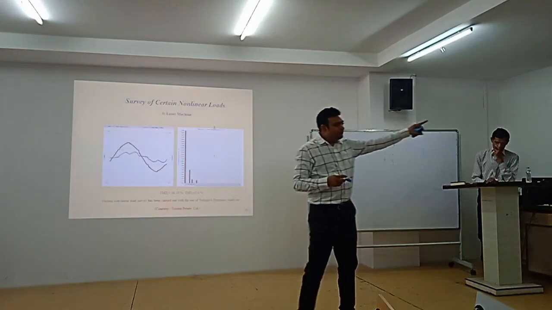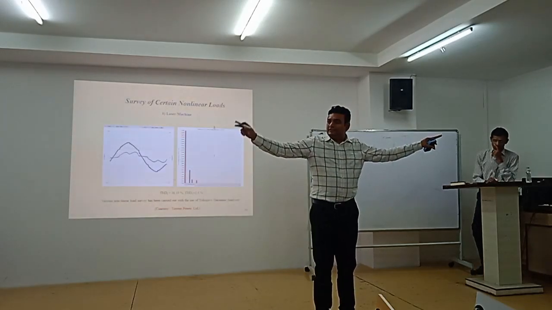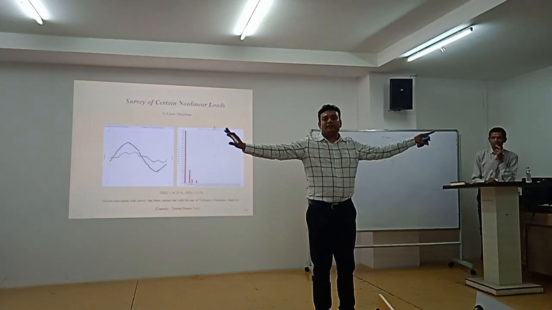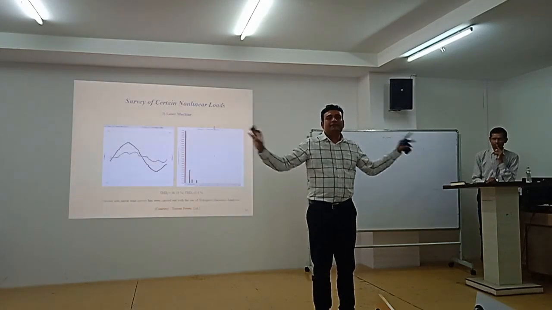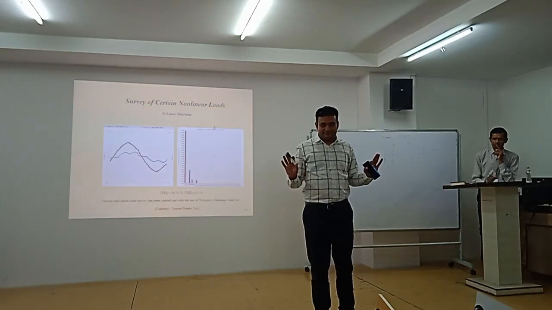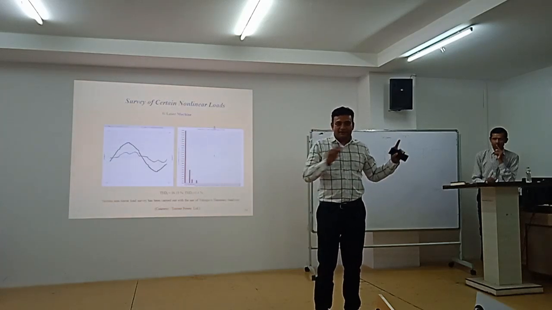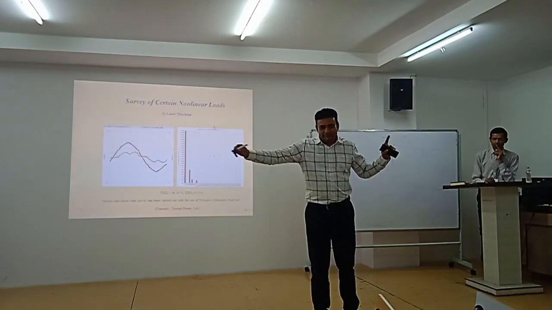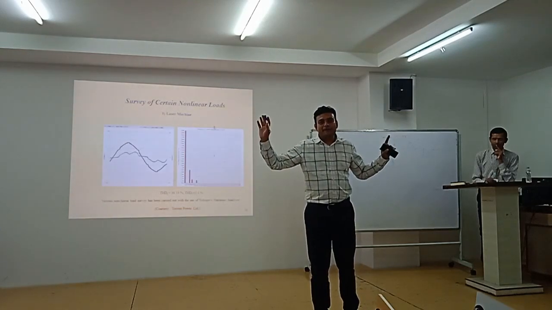So if you see from source to load, there is maximum voltage distortion at the load side and the source side is normally more or less clean. Right? As you approach the load, it will be more.